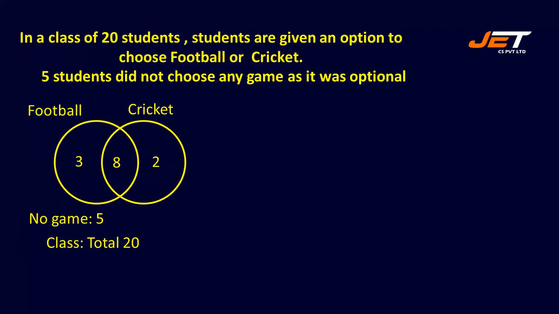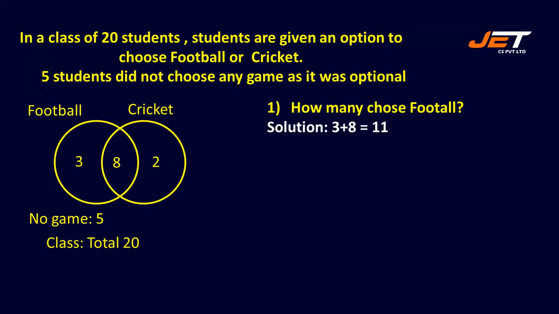In a class of 20 students, students are given an option to choose football or cricket. 5 students did not choose any game as it was optional. So in the diagram, we can see football and cricket. All right. So 5 students, they have not chosen any games. So the total number of students is 20.